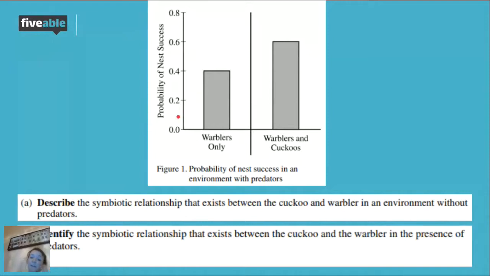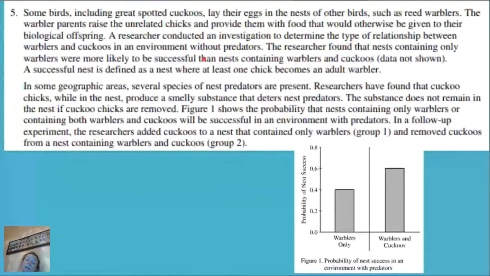But the main idea is that we need to describe the symbiotic relationship that exists between the cuckoo and warbler in an environment without predators, and then identify the symbiotic relationship that exists between the cuckoo and the warbler in the presence of predators. And we can do all of this just from the reading. So without predators, it's determined that the nests containing only warblers were more successful because the warblers are giving their food to the cuckoo babies instead of their own offspring. So that's one organism benefiting, the cuckoo, and one organism being harmed, the warbler, because it's giving food to the wrong baby. So that's going to be a classic example of parasitism.